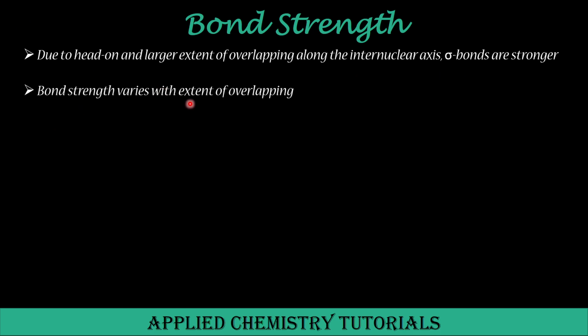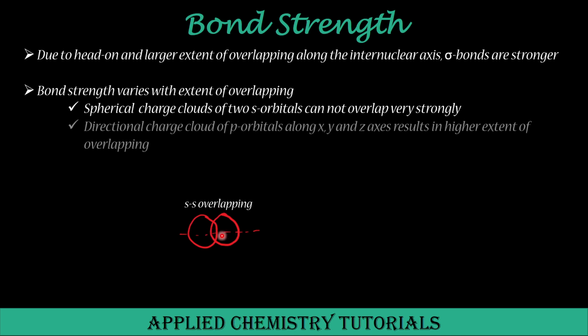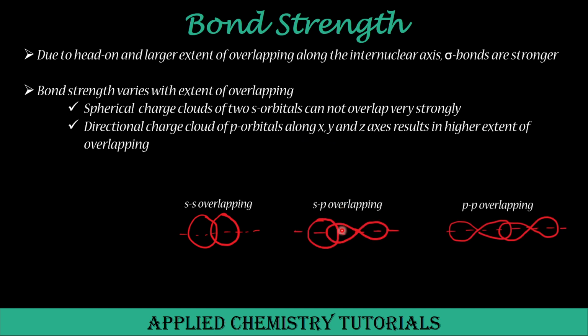Now bond strength varies with the extent of overlapping. Spherical charge clouds of two s orbitals cannot overlap very strongly, as you can see here for the ss overlapping. The directional charge cloud of p orbitals along the xyz axis results in a higher extent of overlapping, as you can see for the sp overlapping and pp overlapping. So if we compare the bond strength of the sigma bonds, pp overlapping has the strongest bond strength, followed by sp overlapping, and ss overlapping has the least bond strength among all sigma bonds.